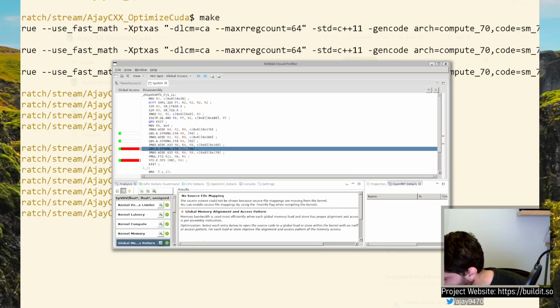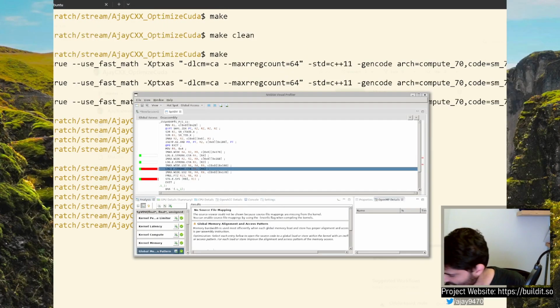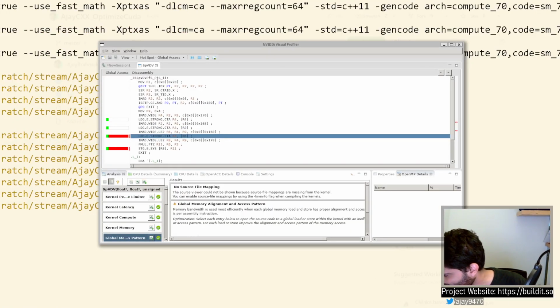Sorry, I'm still trying to figure out how to do this properly. Okay, is this better, easier to read now? Cropped a little bit.